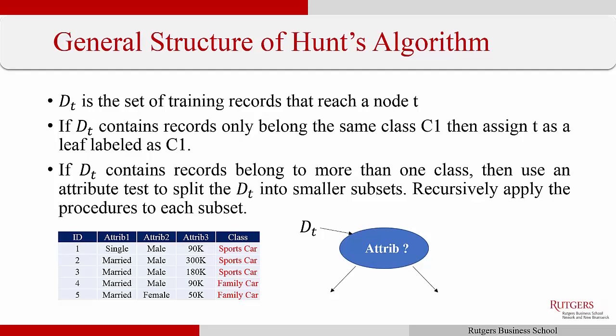So for example, we have 5 different clients who have attribute 1, attribute 2, attribute 3, and now we can see there is more than one class because they have sports car and family car. So we should pick one of the attributes to split Dt into smaller subsets. If a subset only has one class, we should assign it a label, and if not, we just repeat it, do the same thing, but use different attributes.